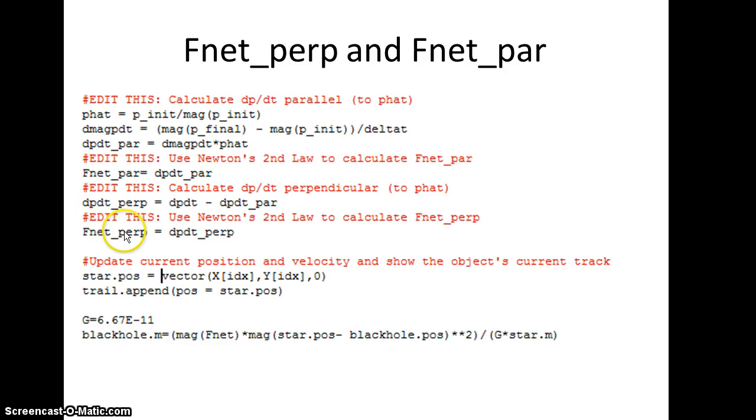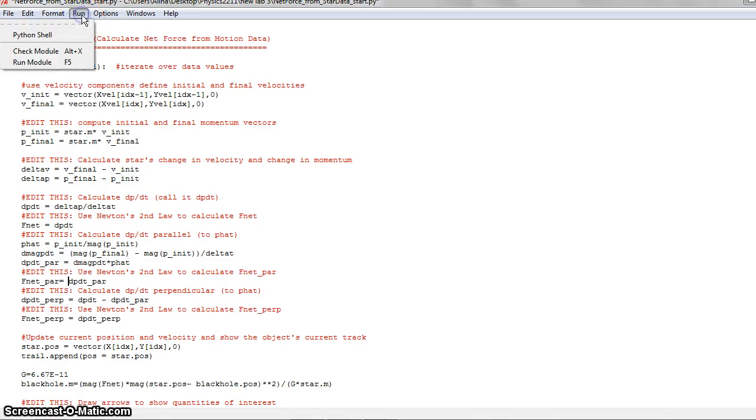dp dt perpendicular is equal to dp dt minus dp dt parallel. This gives the perpendicular net force equal to dp dt perpendicular. Also added is the constant for the gravitation, which is 6.67 e to the negative 11, and also the equation to find the mass of the black hole. I shall now run my module on VIDLE.